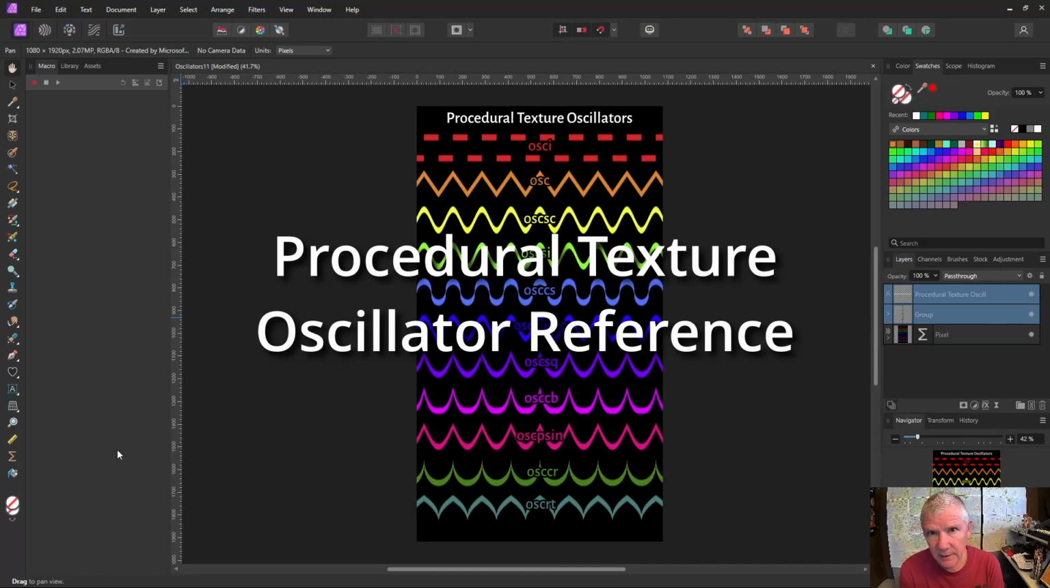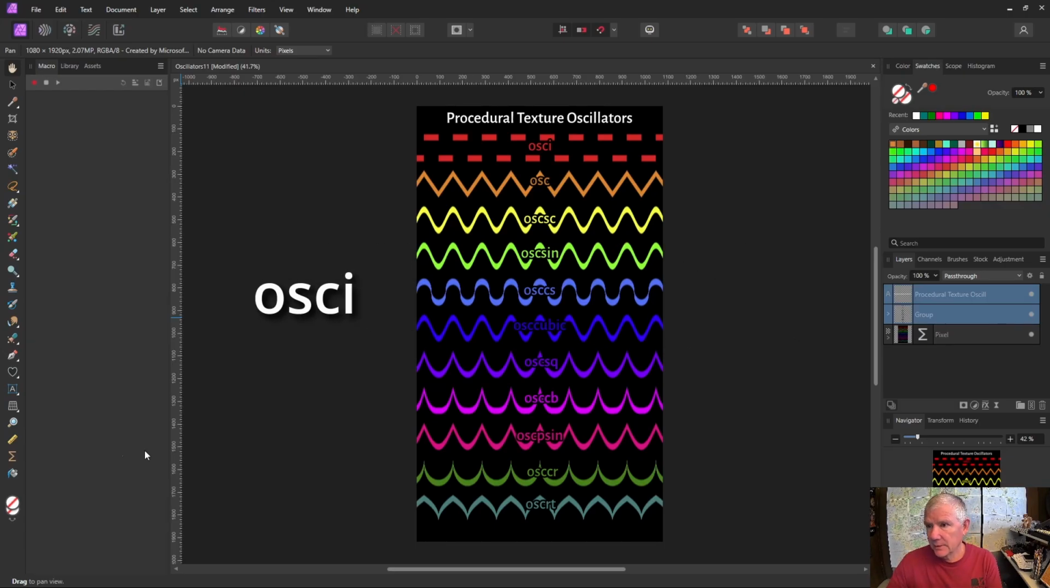I always have trouble remembering what the shapes of all the different oscillators are, so I made this document that has a summary of all of the different oscillator shapes. So to get started, there is the square oscillator that just switches back and forth between two levels.